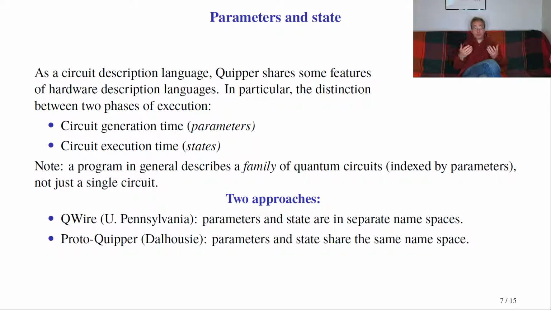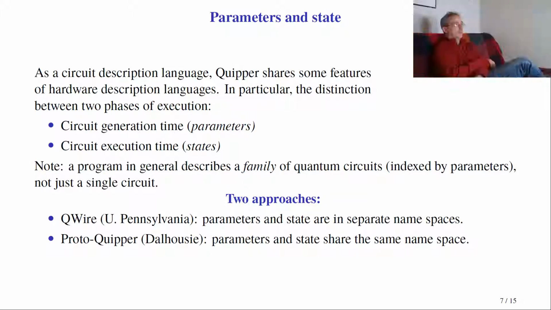Because Clipper is a circuit description language, it shares this feature that can also be found in hardware description languages, where there are basically two runtimes. When you first run the program, it's going to generate a circuit. And later, you're going to give this circuit to the quantum computer, and then the circuit would be running on the quantum computer. So the first runtime is circuit generation time, and then the second runtime is circuit execution time. And any kind of data that is known at circuit generation time is called a parameter. And any kind of data that is only known at circuit execution time is called state, okay?